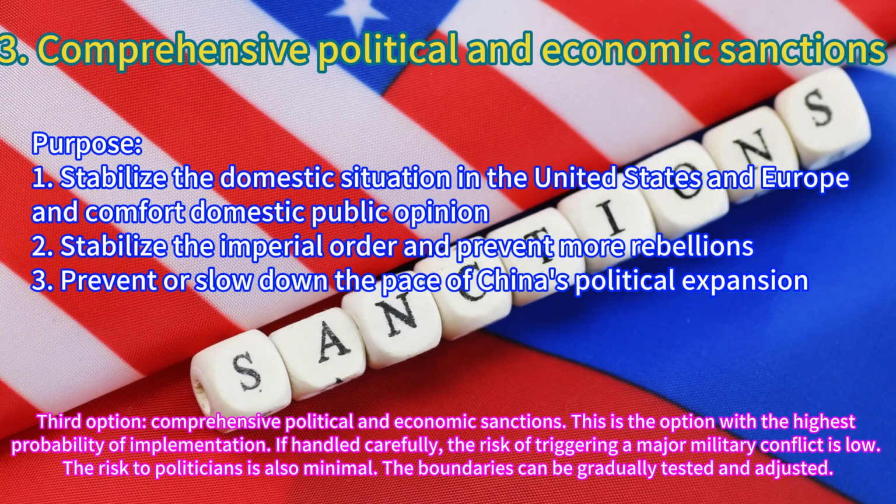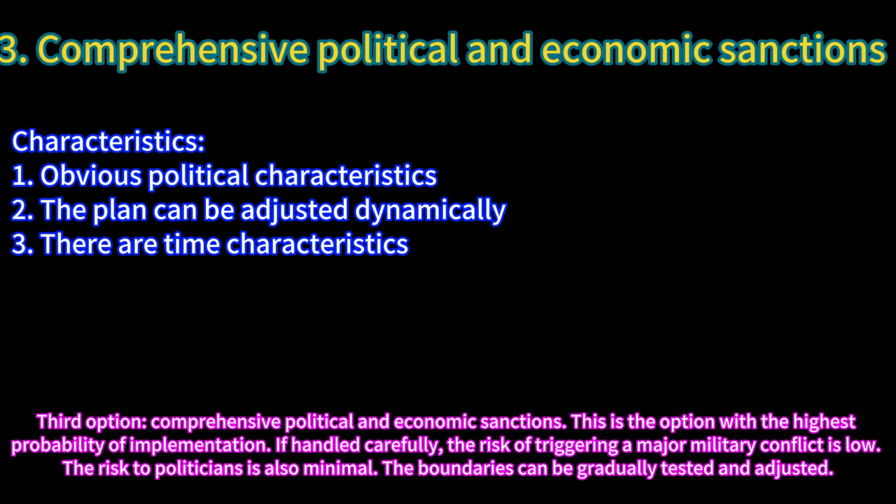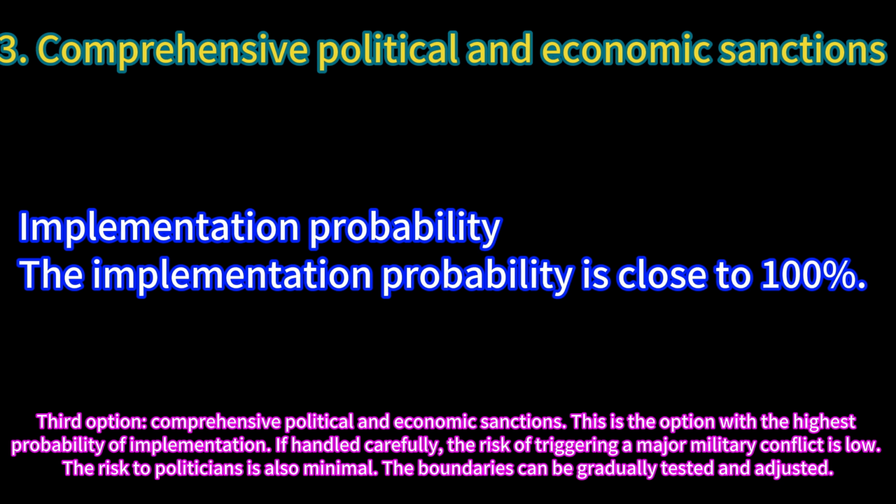Third option, comprehensive political and economic sanctions. This is the option with the highest probability of implementation. If handled carefully, the risk of triggering a major military conflict is low. The risk to politicians is also minimal. The boundaries can be gradually tested and adjusted.